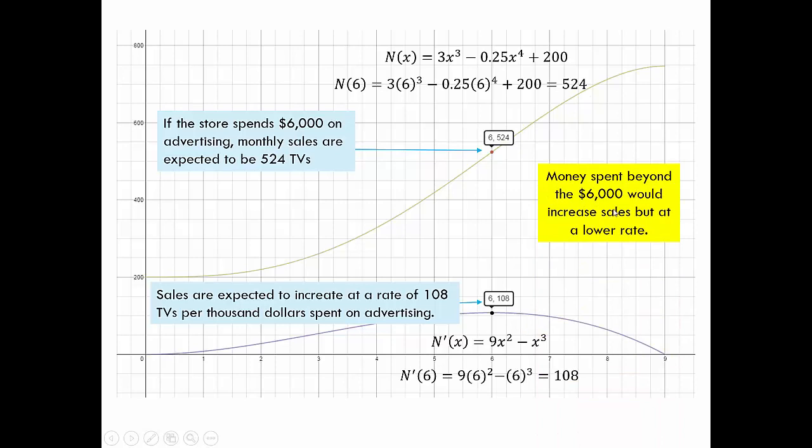So money spent beyond the 6,000 would still increase sales because my derivative is still above the x-axis. It's just starting to slow down. Remember, the derivative is the graph of the slope, so my slopes are getting smaller and smaller. You can even see that from the graph: if you drew a tangent line here, and then drew another one up here, it's starting to turn and not increase as quickly. This is important for businesses to know, because past this, sales will still increase, but they'll increase at a slower rate.